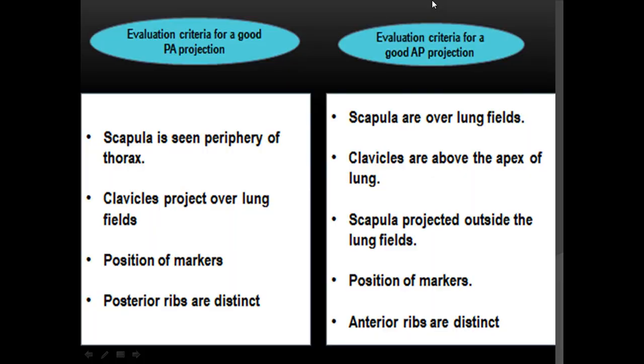Now what is the evaluation criteria for a good PA projection? You have to remember a very simple rule: the scapula is seen at the periphery of the thorax in the PA view, and the clavicle is covering the lung fields, while vice versa occurs in the AP projection. So scapula is covering most of the lung fields and clavicles are well away from the apices. We will see this in the coming slides.